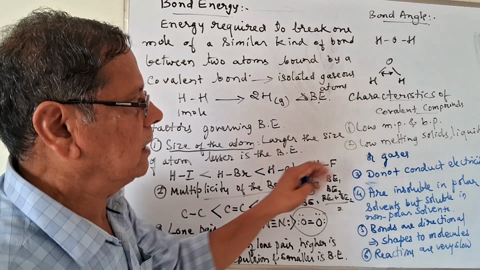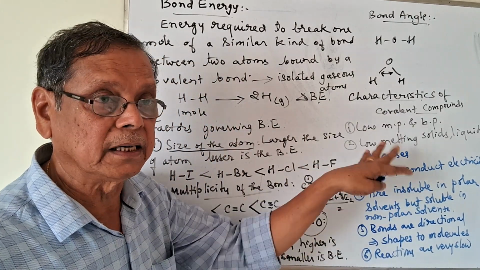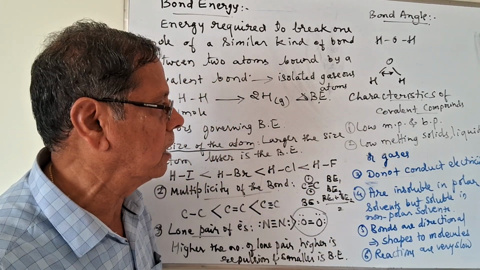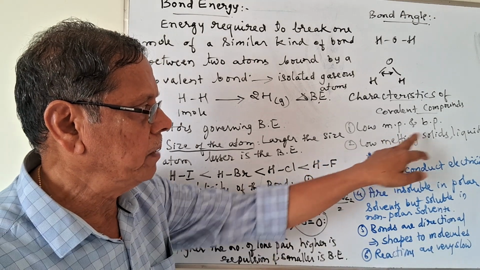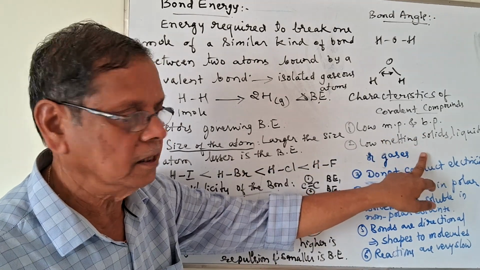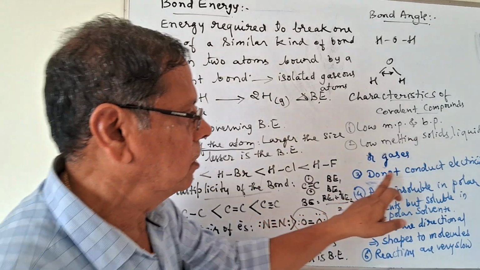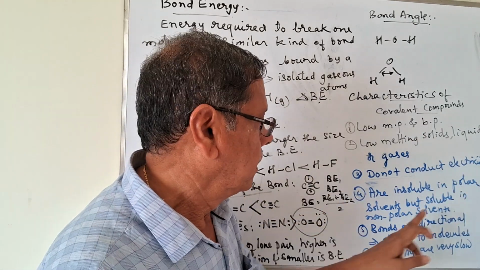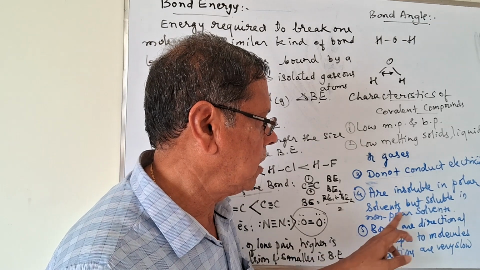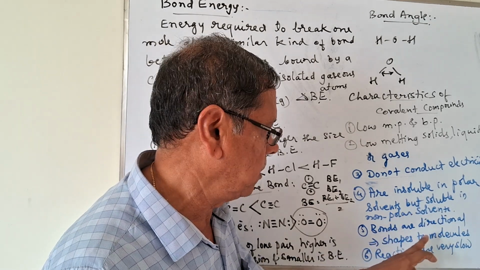So these are some general characteristic properties of the covalent compounds. They are low melting solids, liquids or gases. They have a very low melting point and boiling point. They do not conduct electricity, and they are insoluble in polar solvents but soluble in non-polar solvents.